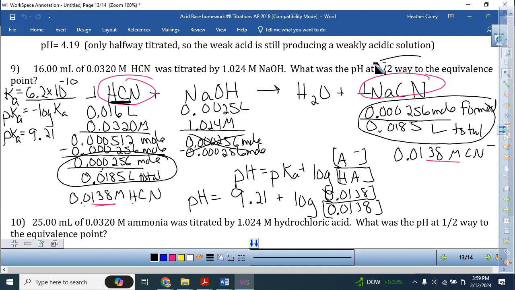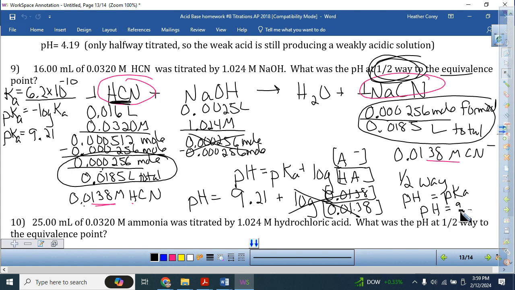Anytime I go halfway to the equivalence point, I'm going to have equal concentrations of my weak acid or base with its conjugate. So the weak substance and its conjugate will have the same concentration. When you divide this, you get 1, and the log of 1 is 0. So anytime you're at halfway to the equivalence point, the pH equals the pKa. So in this particular problem, the pH equals 9.21.